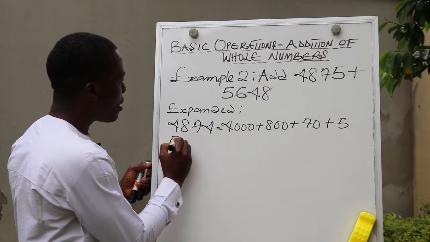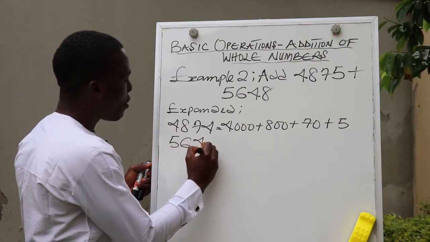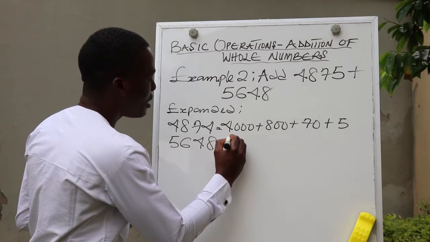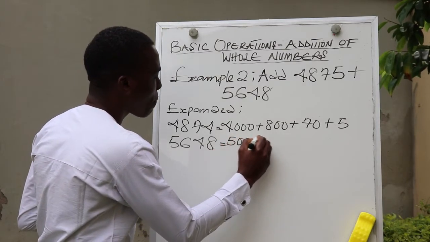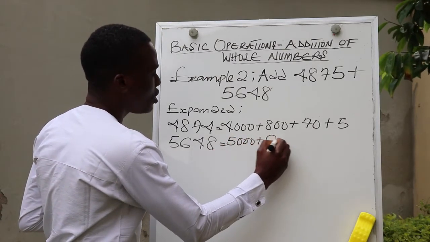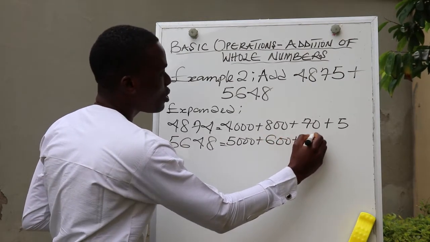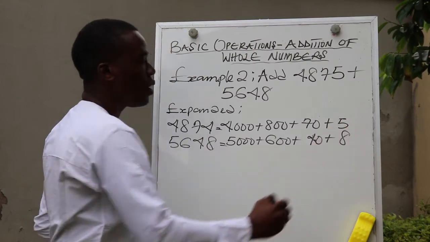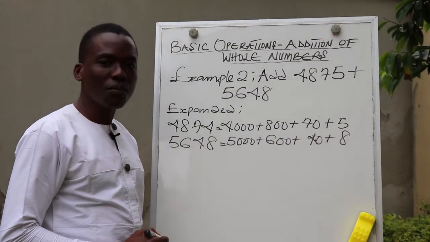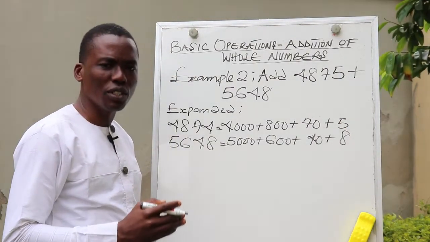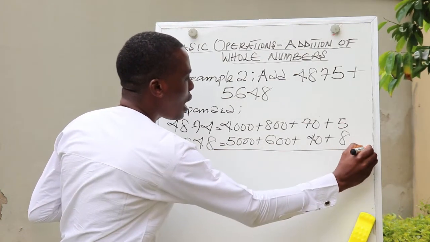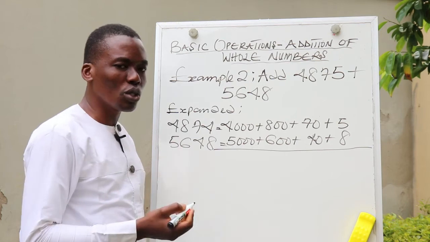We have our 5646, and this will give you 5000 plus your 600 plus your 40 plus your 6. Very good. Now, having gotten to this point, all we need to do is to add these two numbers.